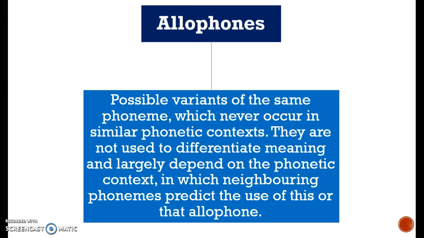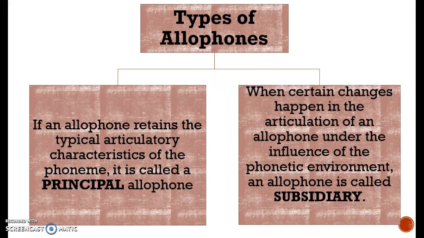Allophones are possible variants of the same phoneme which never occur in similar phonetic contexts. They are used not to differentiate meaning and largely depend on the phonetic context in which neighboring phonemes predict the use of this or that allophone. There can be two types of allophones, principal or subsidiary allophones.